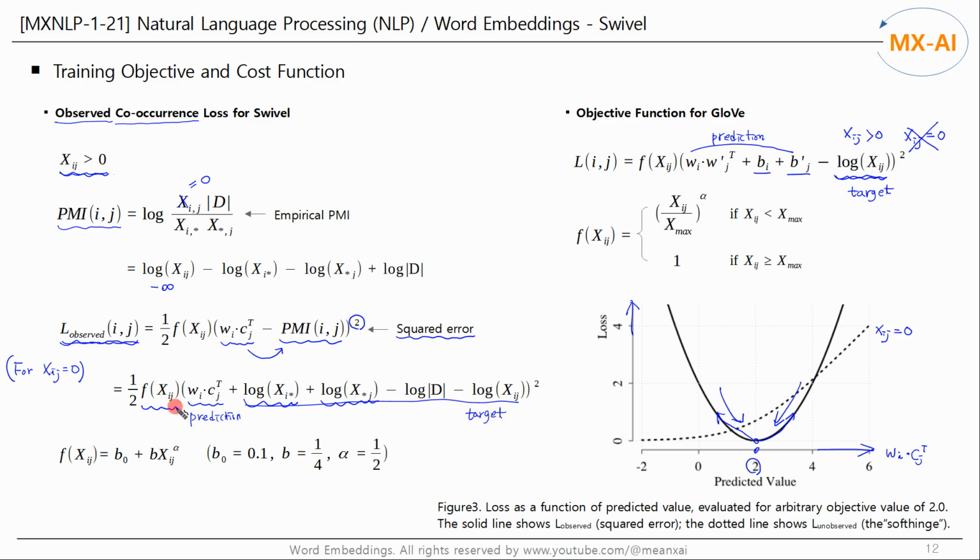There is also a weighting function, fxij, in front of the observed co-occurrence loss. The basic idea is that a pair with a larger co-occurrence count receives a larger weight. So, pairs that occur together more frequently have a greater influence during training. On the other hand, pairs that are observed only a few times receive a smaller weight. This makes sense because very small counts can produce statistically unstable PMI estimates. For example, a pair that happens to occur only once may have a very different PMI estimate if we collected a different corpus. We therefore don't want such a rare observation to have too much influence on the learned embeddings.